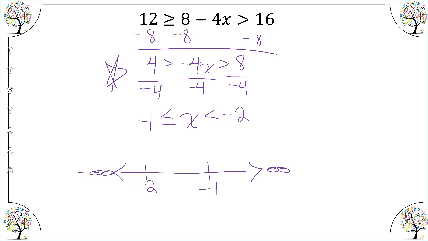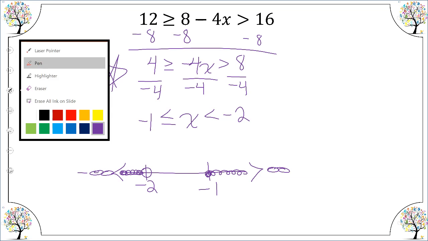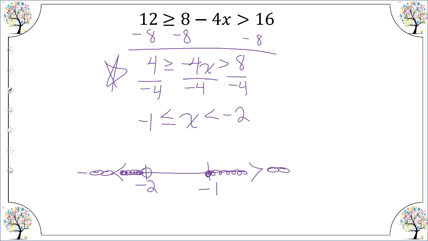So x is less than negative 2 and not equal, going toward negative infinity. And then x is equal to negative 1 or greater, going toward positive infinity. So when we do our notation here, I go from left to right. So it's going to begin at negative infinity, go up to negative 2, not included. It's going to skip over this space and then pick back up at negative 1, including negative 1, and then goes all the way to positive infinity.